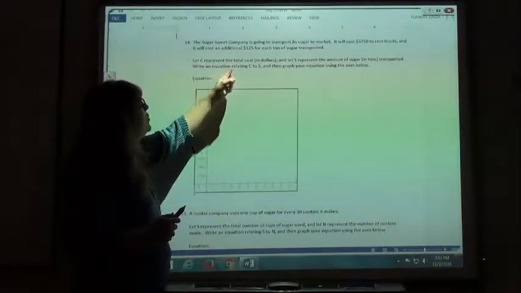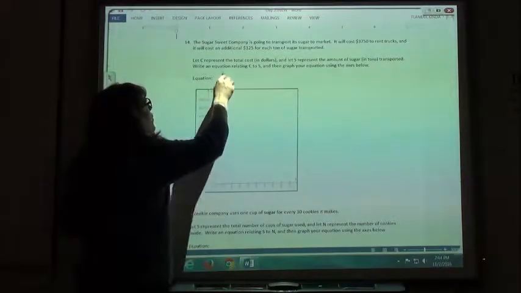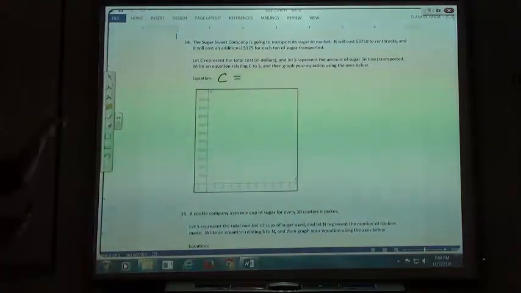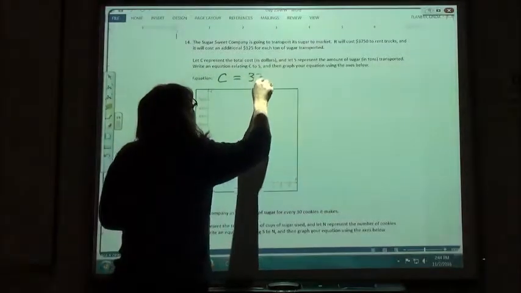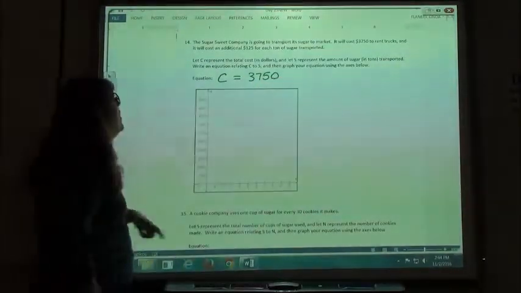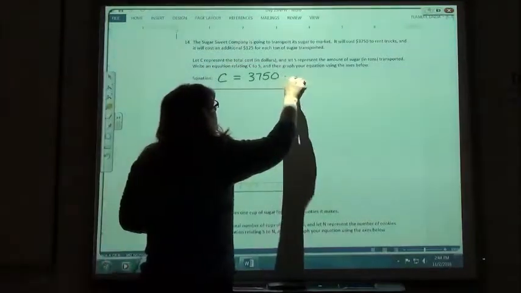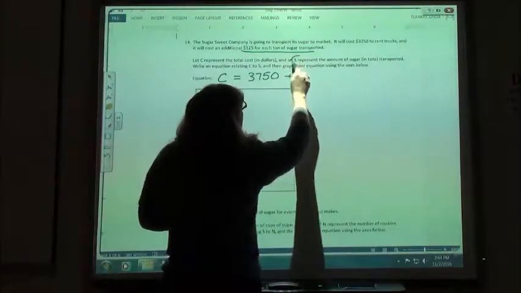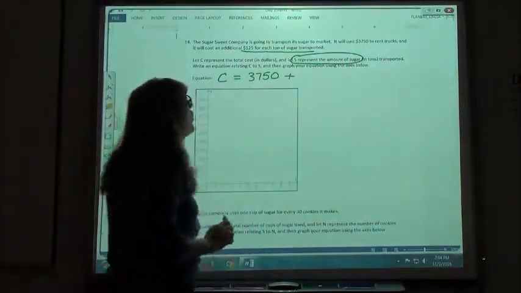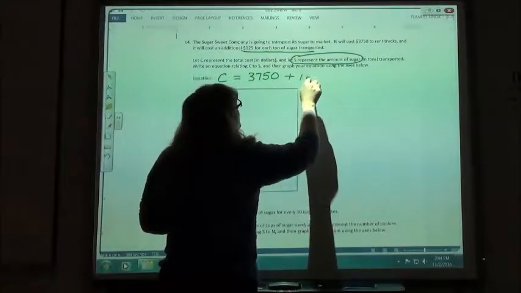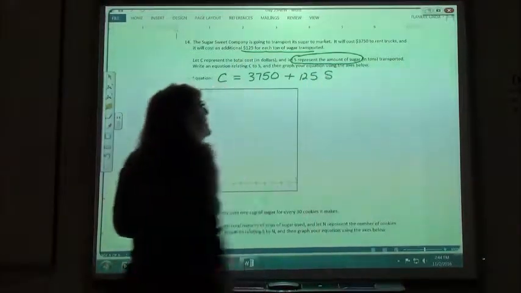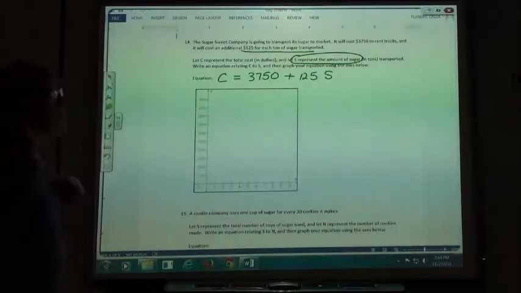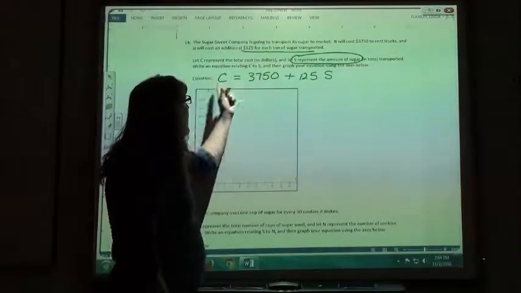So write your equation relating C to S. Means I'm going to have C equals something with an S in it. What is my cost? Well, my cost, $3,750 to rent my truck, and an additional $125 for each ton of sugar. We are letting S represent the amount of sugar. So an additional 125 S. This is case sensitive, so on Alex you have to use the capital C and the capital S when you put that equation in. I've got my equation.